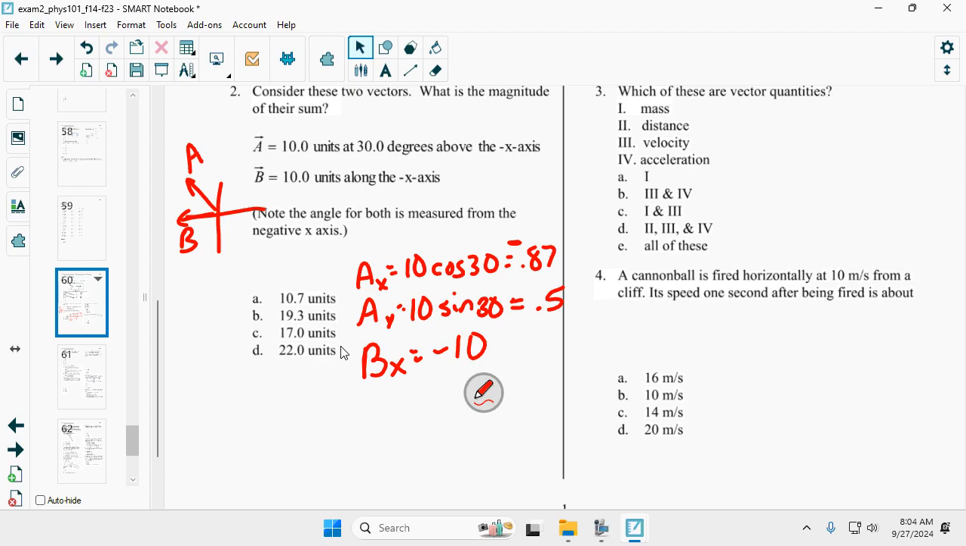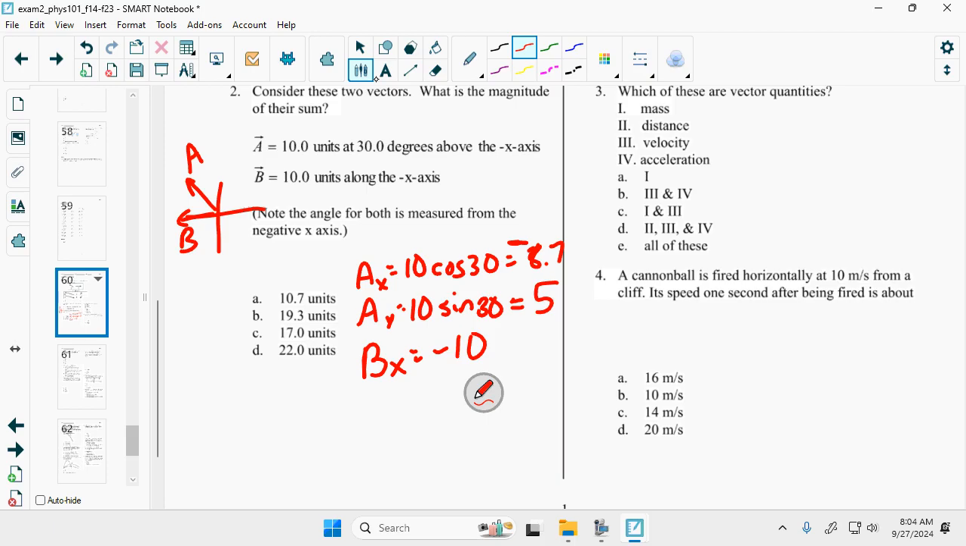Okay? And actually, I made a mistake here, y'all. This should be not 0.87, but 8.7. This is negative 8.7. And then here, this is not 0.5, but it's just 5. So get rid of that point. Sine of 30 is 0.5, so 10 sine of 30 is 5. And then Bx is equal to negative 10.